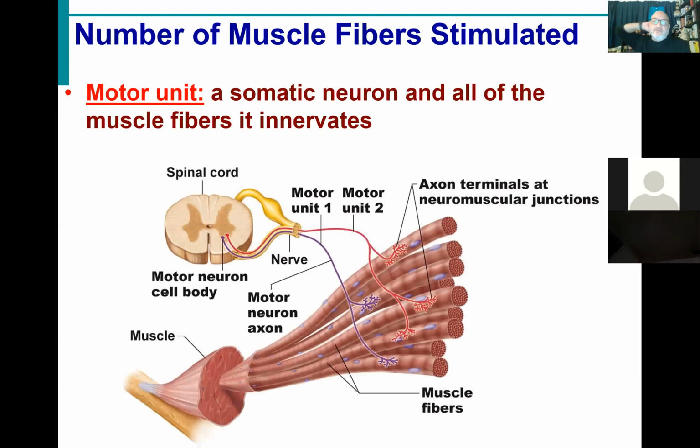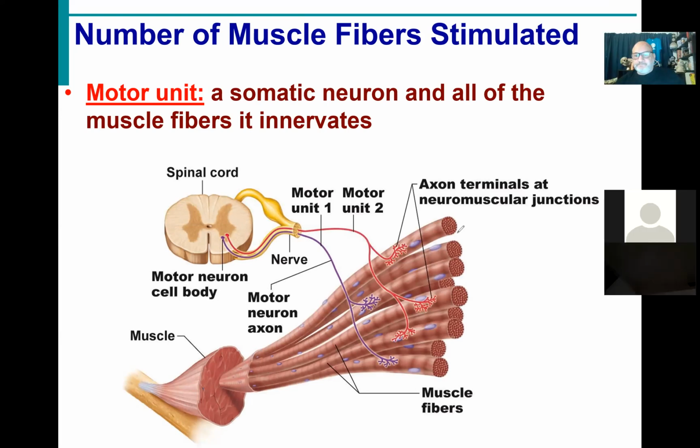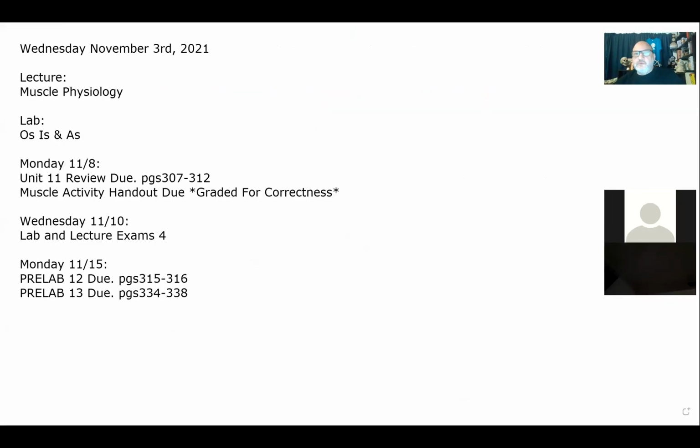To stimulate different numbers of muscle cells, we use what is called a motor unit. A motor unit is that somatic motor neuron and all of the muscle fibers it innervates. Now here we have this, but let's go to the whiteboard and do a really simple example of this.